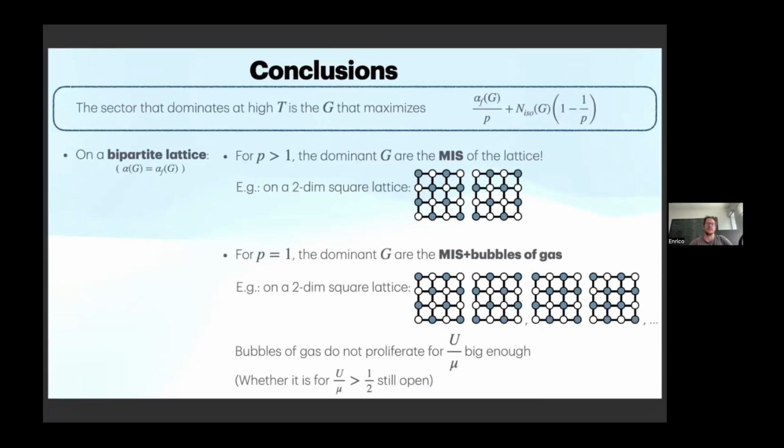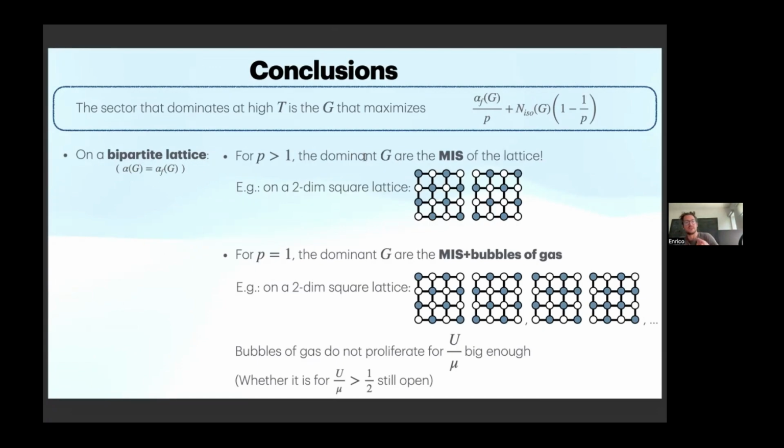So let's conclude. The sector that dominates at high temperature is the sector that is identified by the induced subgraph G that maximizes this exponent. On a bipartite lattice, you have this further simplification that I explained to you before. And so under this assumption, it's very, very easy. It's a one line proof that for p bigger than one, the dominant G, the dominant configuration, is precisely the MIS of the lattice. So for example, on a two-dimensional square lattice it is the two checkerboard patterns.